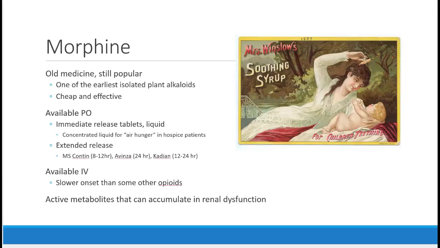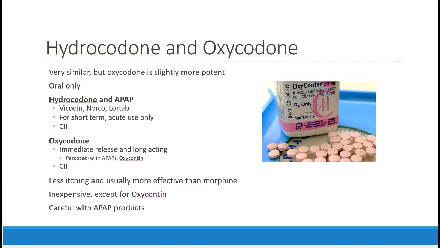For chronic pain management, these would be a choice to think about. Available IV, it has a bit of a slower onset than some other opioids, so as far as acute use, it may not be the highest efficacy, but it is still quite effective. And if your patient has healthy kidneys, it's a nice option. If they don't, morphine is metabolized into some other active metabolites that can end up accumulating in renal dysfunction. So if you have a patient with compromised renal function, morphine can kind of catch up with them and cause some compounded effects.